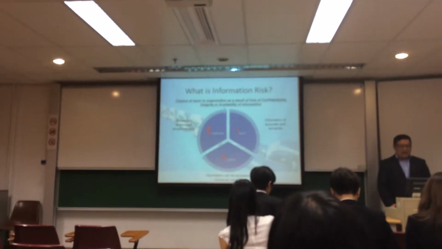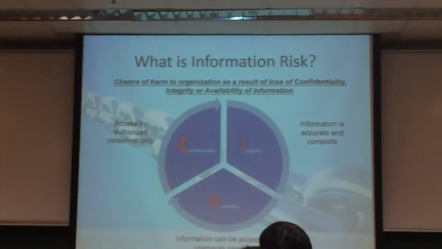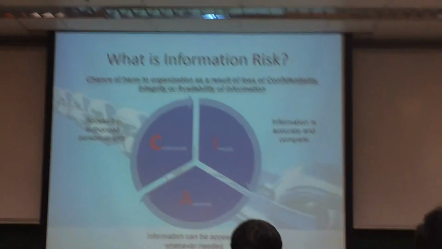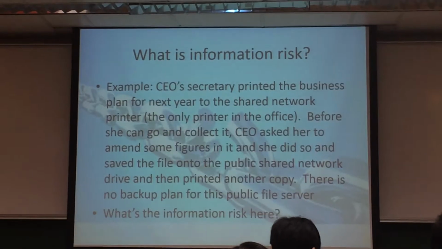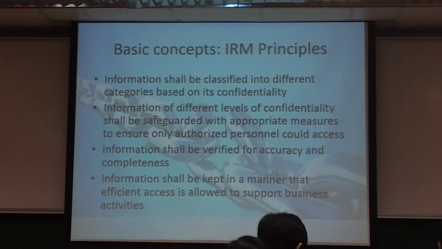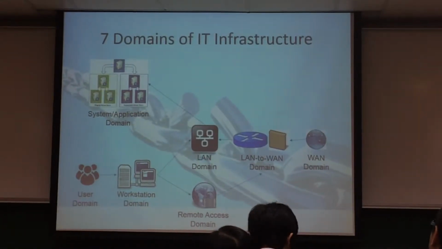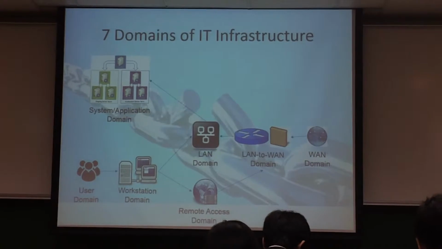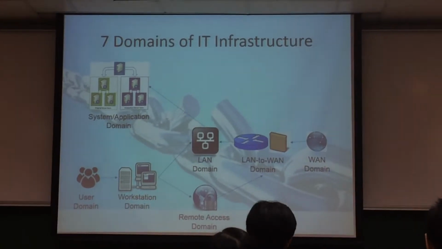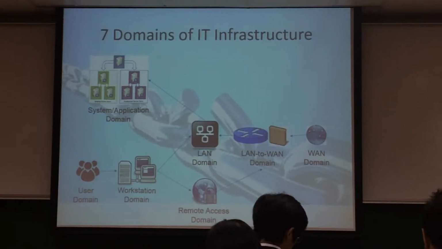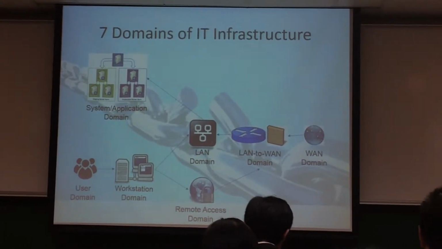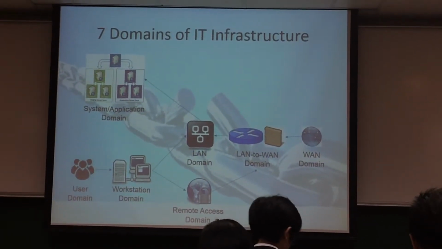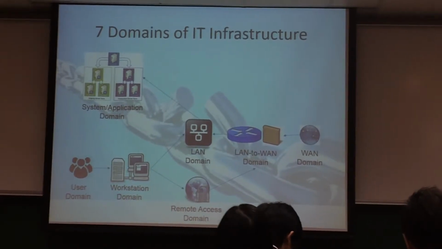Always remember CIA. When you talk about information risk, the first thing you always have to mention, since this is the objective. The 7 domains of the infrastructure. Although there are different classifications of that, it is one of the effective ways for us to classify different risks in different areas.